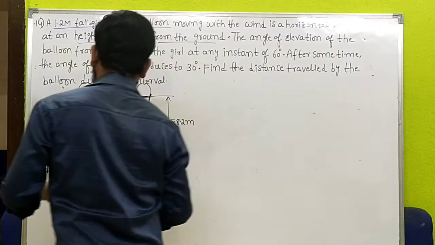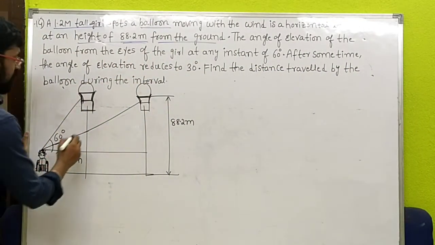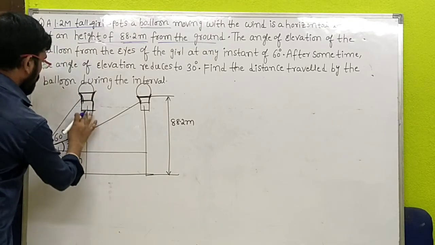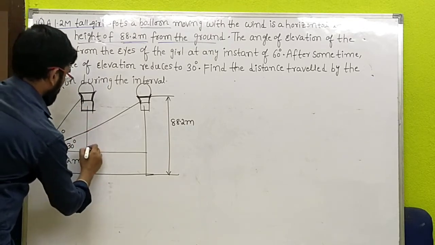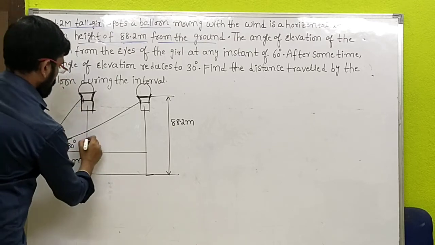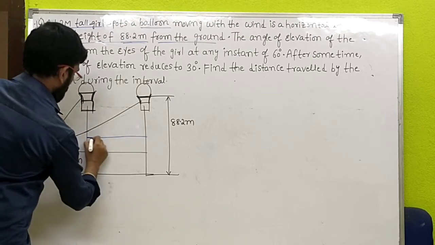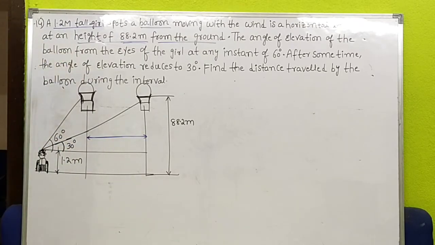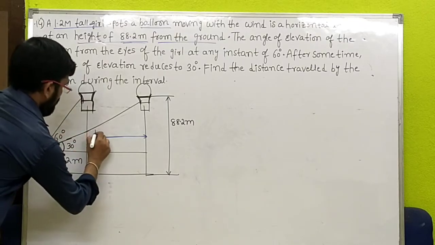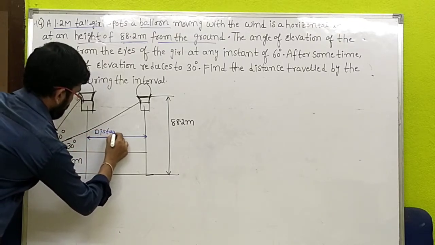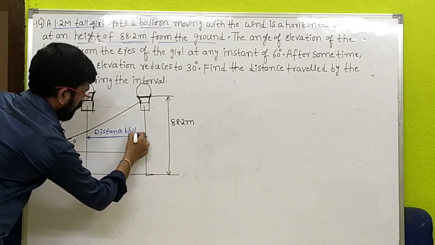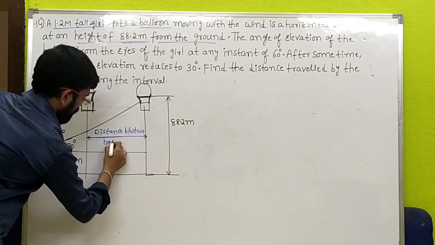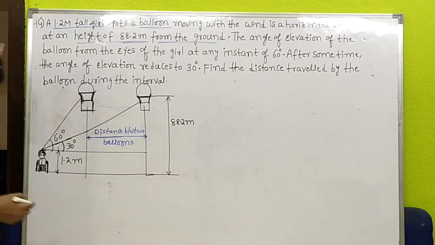So we need to find the distance between the two balloons. This is the distance between the two balloons, and we need to find this. The girl is looking like this, so the balloon is here, and after that the angle has decreased like this.